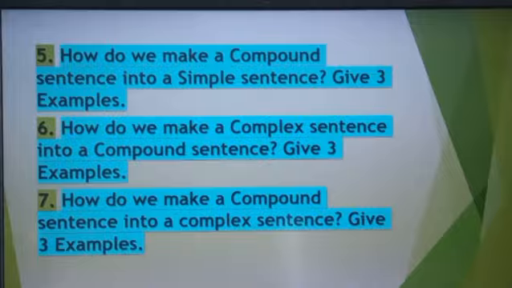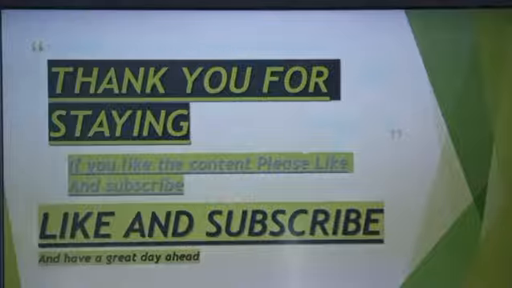These are some brainstorming questions for you. Hope you understood the sessions as earlier and you will be able to make the answers for this.